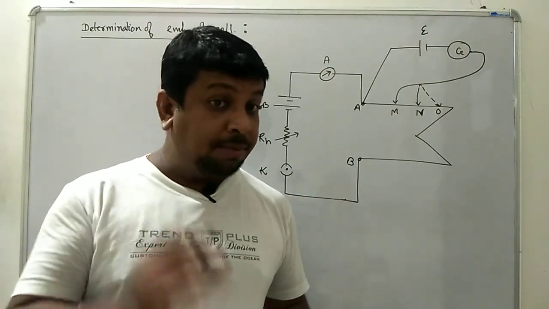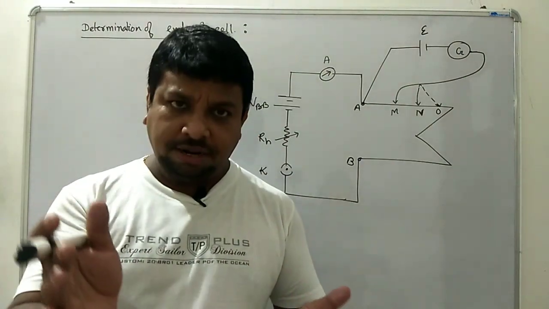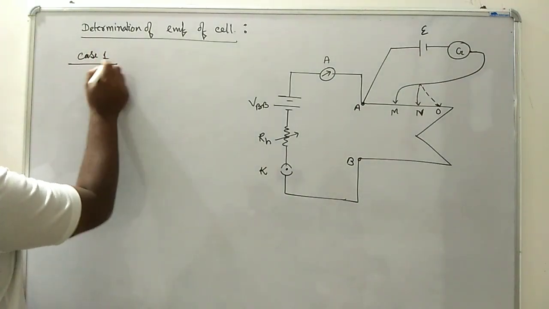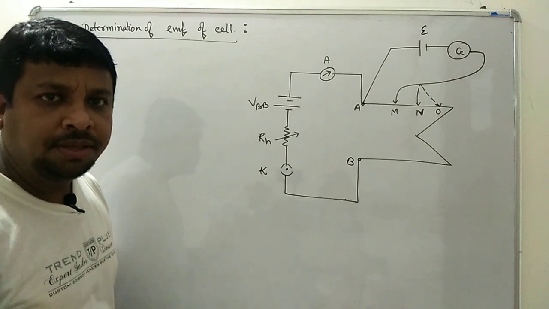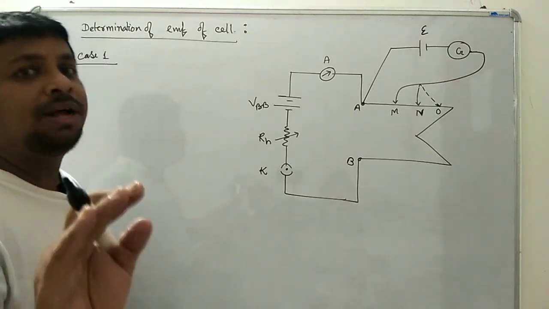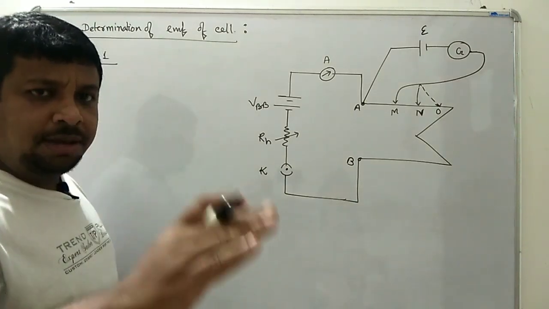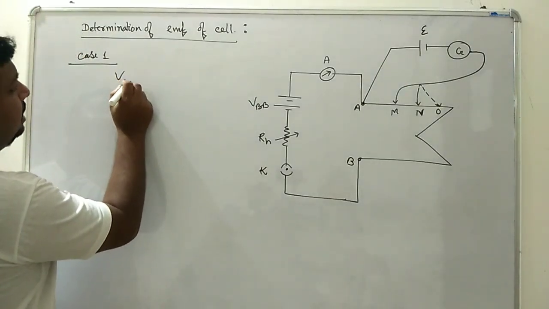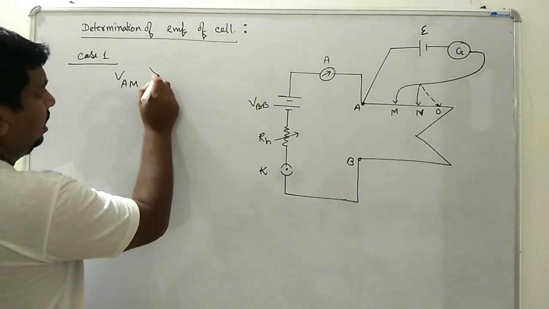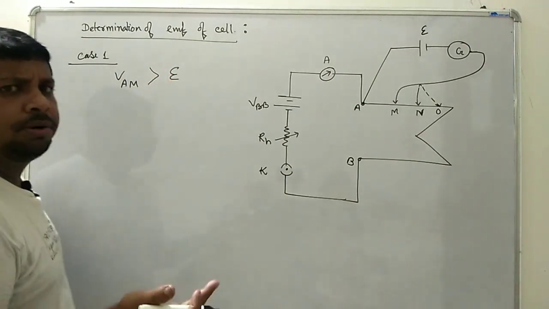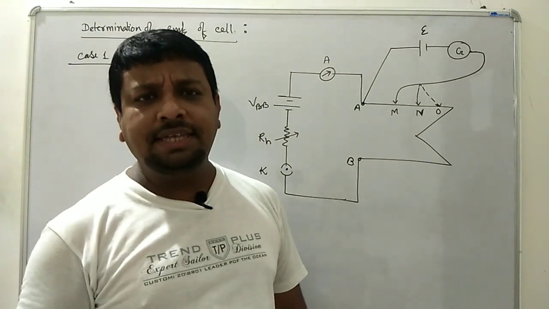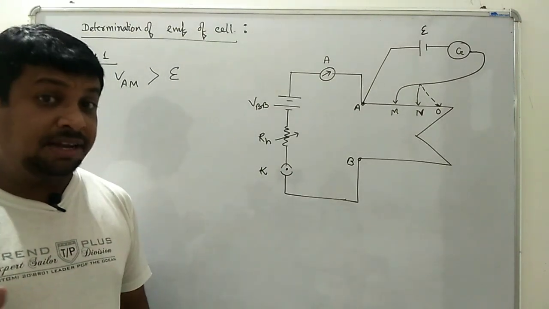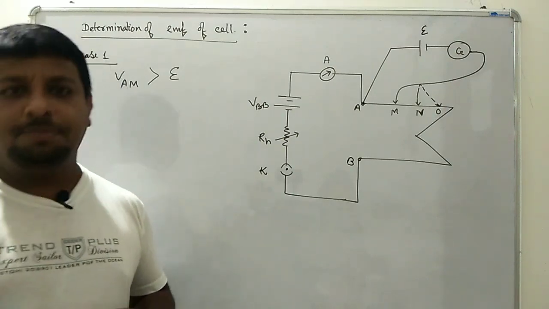Suppose left side, I mean, it can be left or right. When the Jockey starts at the point M, the galvanometer shows a deflection in one side, it can be left side or right side. Then we can say that the potential difference between A and M can be greater than or less than the EMF of the cell. We cannot say perfectly which, left or right.